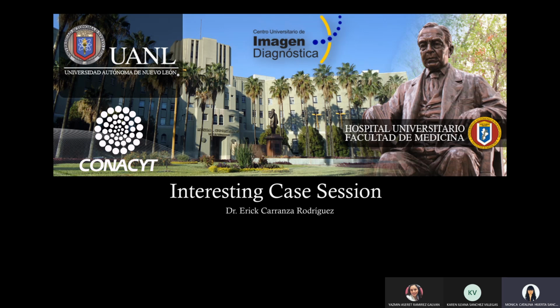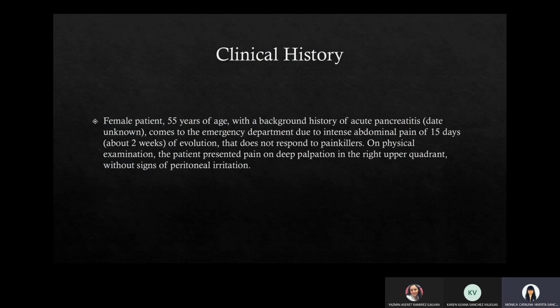Hi, good morning. My name is Eric Carranza Rodriguez, and this is my interesting case. So, starting off with the clinical history of the patient, we have a 55-year-old female patient with a background history of acute pancreatitis, of which we don't know the date, who comes to the emergency department due to intense abdominal pain of 15 days, about 2 weeks of evolution, that does not respond to painkillers.